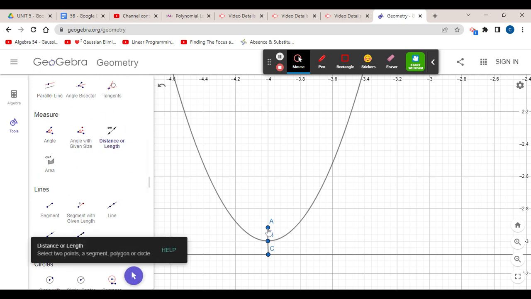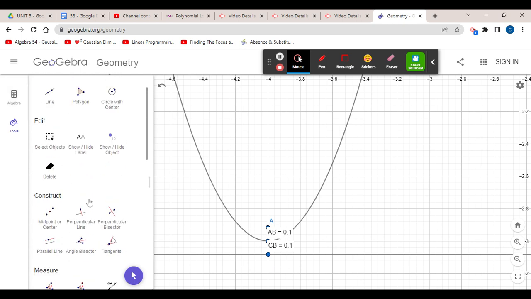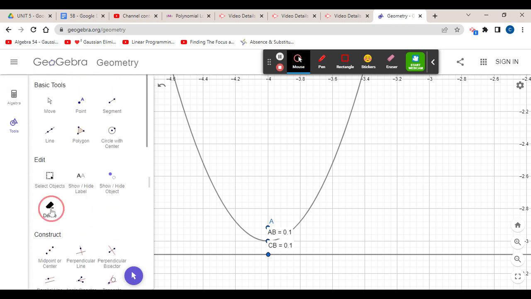We should see the distance from A to B is 0.1. C to B is 0.1. So the distance from A to B is the distance from B to C. Okay, we know that already. Now what's cool, again, like I said before, is that we could take any point on the graph and it's equidistant to the focus and to the directrix.